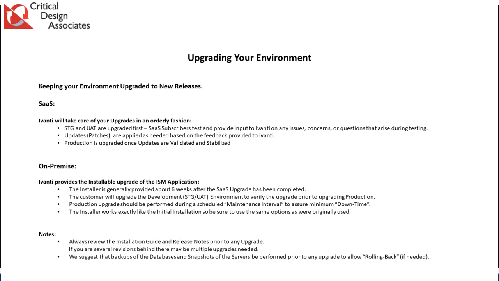In a SaaS environment, Ivanti is going to take care of upgrading for you. They'll do a staging and UAT upgrade, and then they'll wait several weeks for feedback from their customers, their clients that are on the SaaS environment. They'll have patches or anything that's discovered to correct or update that to make sure everything's good. And then at a later date, usually somewhere around 4 to 6 weeks, they'll go ahead and upgrade the production environment to the latest version.